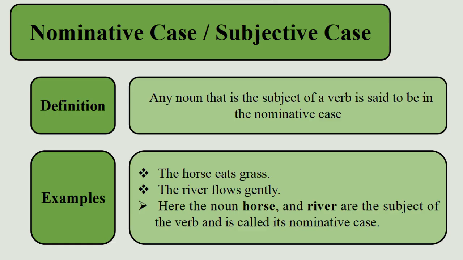Okay, let's start with nominative. That sounds like nominate, maybe the main one. You could think of it that way. It's often called the subjective case, too. Basically, any noun that is the subject of a verb, the one doing the action, is in the nominative case. So in the horse eats grass, horse is doing the eating, that's nominative. Perfect. Or the river flows gently. River is the subject, so it's nominative. Got it. Subject, nominative. What's next?